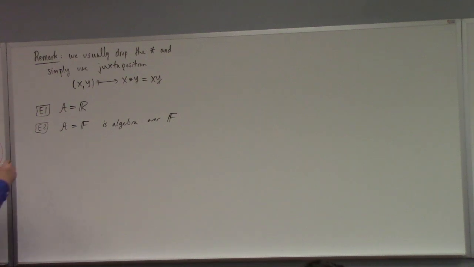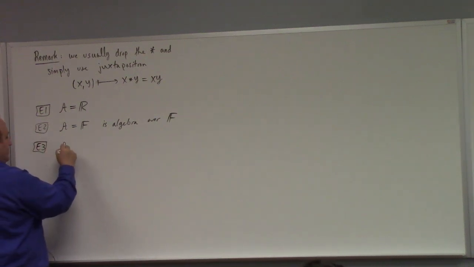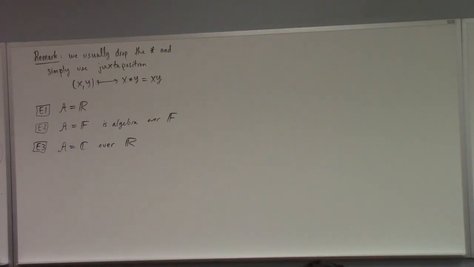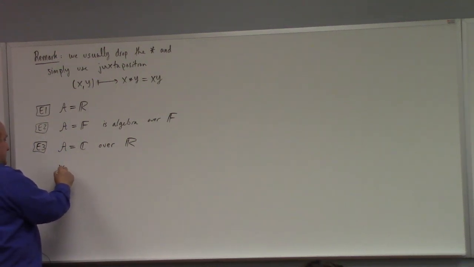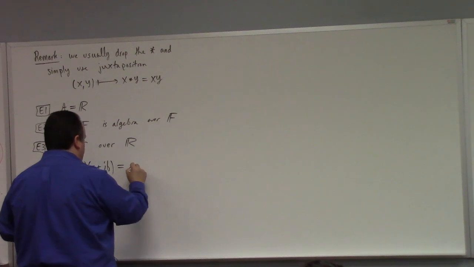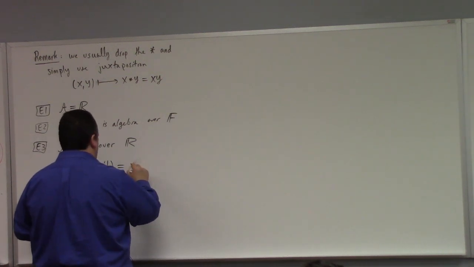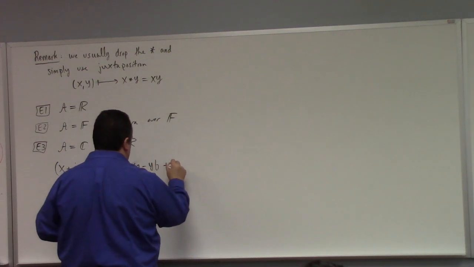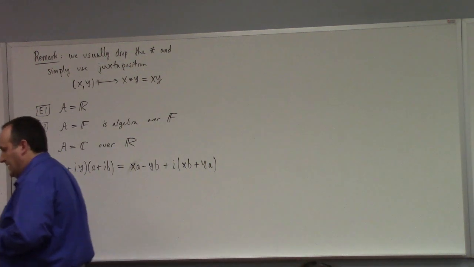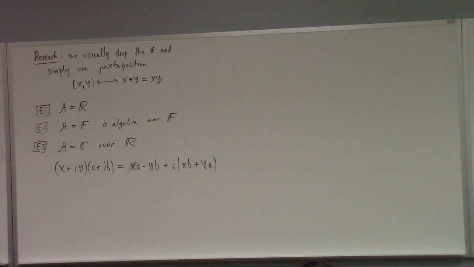But perhaps a more interesting example would be the complex numbers over the real field. That's actually kind of an interesting algebra because the rule for it is non-trivial. So if I take x plus iy times a plus ib, well, what's the rule? Well, it's xa minus yb plus i times (xb plus ya). That, for all intents and purposes, is the definition of complex multiplication. Well, complex multiplication is bilinear and it's associative, and in fact, it's commutative, right?